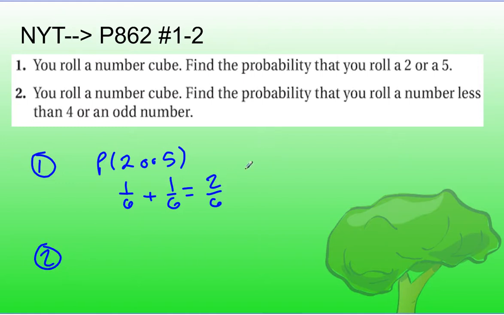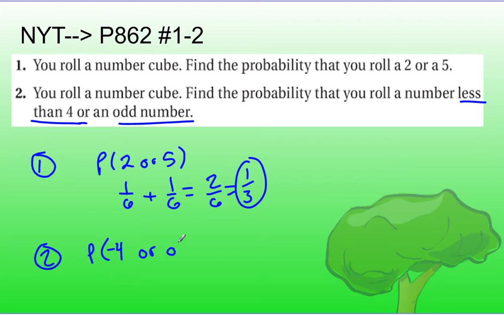Number 2. I'm sorry, I can simplify. 1/3. Number 2. You roll a number cube. Find the probability you roll a number less than 4 or an odd. Okay, so probability of less than 4 or odd. So numbers less than 4 are 1, 2, 3. And odd numbers are 1, 3, 5.